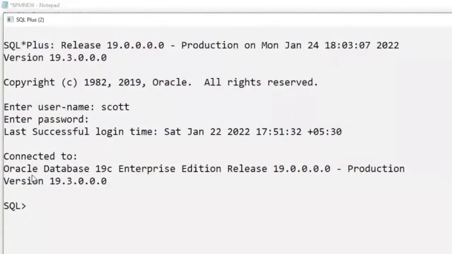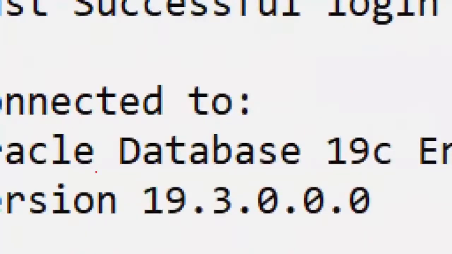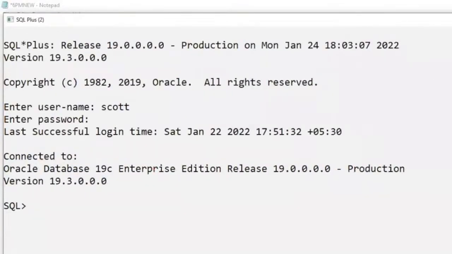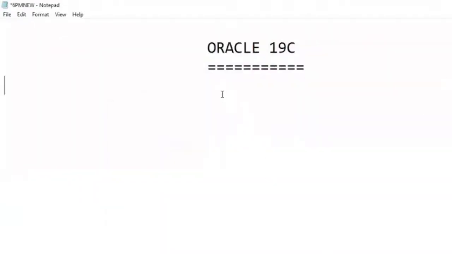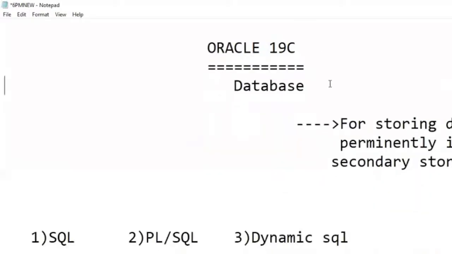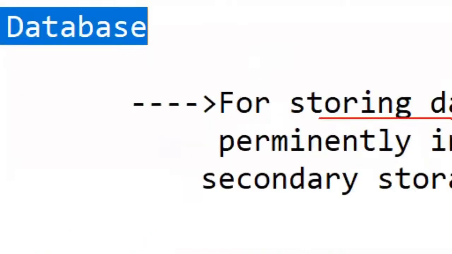Oracle is a product from Oracle Corporation. What type of product is that? A database product. What is the purpose of database products? Either Oracle, SQL Server, or DB2, so many products are there. What is the purpose of these database products? For storing data permanently in a hard disk, in secondary storage devices. But not only permanently storing the data, but also efficiently retrieving the data.